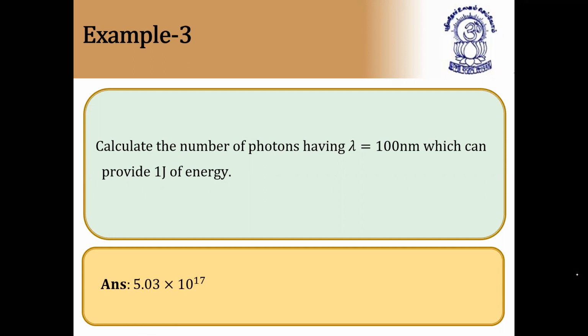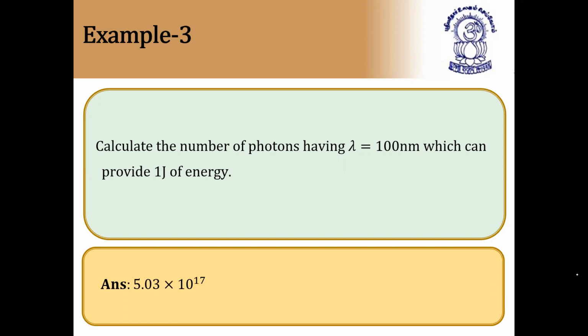From Planck's quantum theory, we have done 4 different models. The first model is E1 by E2 is equal to lambda 2 by lambda 1, that is the comparison of energies with respect to wavelength. Even with respect to frequencies we can do it: E1 by E2 is equal to nu 1 by nu 2, because energy is directly proportional to frequency. The second case we have done is E is equal to hc by lambda, and from that we can find the wave number, that is E is equal to hc nu bar, where nu bar is nothing but the wave number.